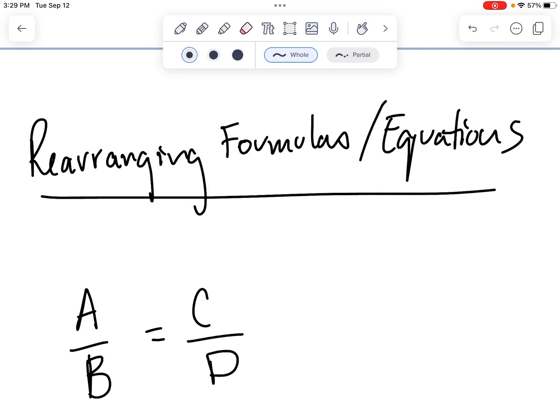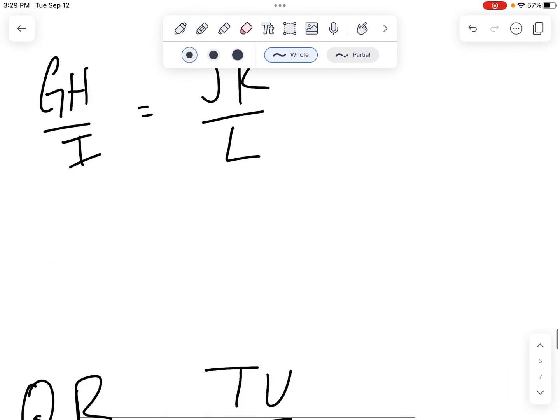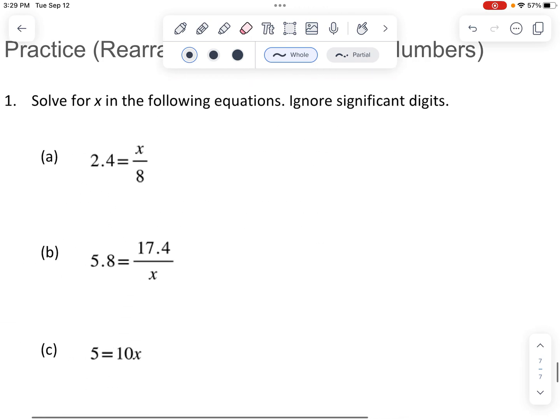In this video, we're going to look at rearranging formulas and equations. We'll jump to that in a moment, but first let's take a look at some algebra that you've probably seen before. For each of these equations, you're going to want to solve for x. So x needs to be in the numerator and by itself.